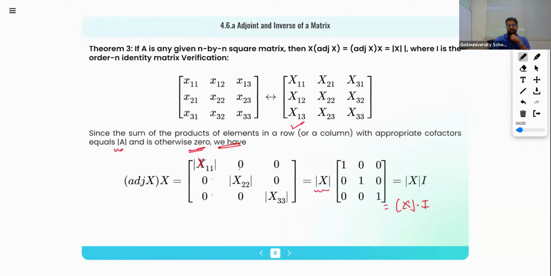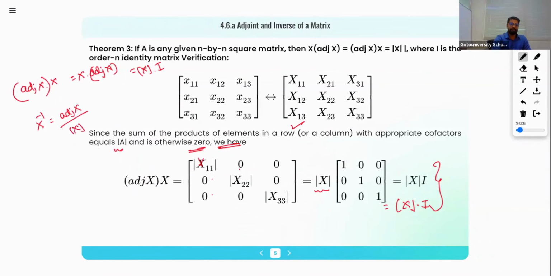There's a proof of this statement. Okay, if you want to understand this proof in detail, you can check this, or else let's just remember this: the product of adjoint of a matrix into the matrix, in any order you multiply, that will give you what? Determinant of a matrix into I. Because of this, we can say inverse of a matrix is adjoint of that matrix divided by determinant of that matrix. So this is the formula to find the inverse of a matrix.